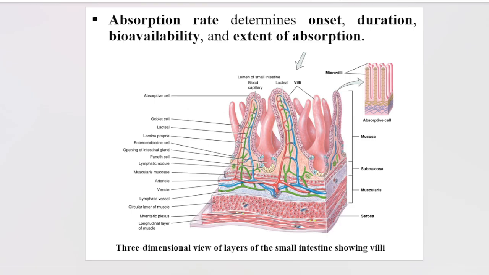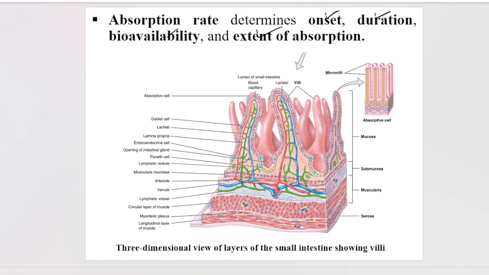If the absorption is very quick, that will affect the onset. That means कि drug action कब start होता है, the duration of drug action उसको affect करता है, the bioavailability को affect करता है, and the extent of absorption. All these things are basically determined by the absorption rate. So absorption rate, onset, duration, bioavailability. Bioavailability का chapter we will discuss in the later classes. So it will be coming, and the extent of absorption is also affected by the absorption rate.